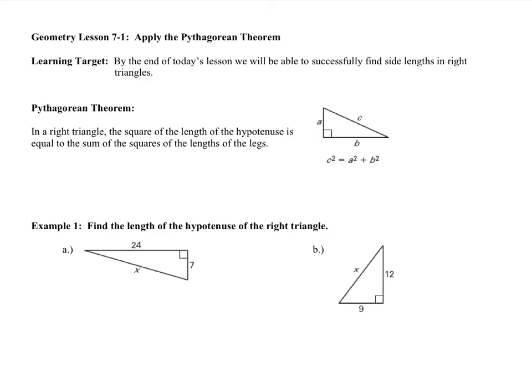Lesson 7-1. Apply the Pythagorean theorem. By the end of today's lesson, we will be able to successfully find side lengths in right triangles.